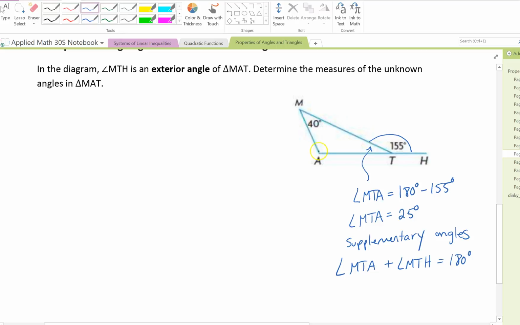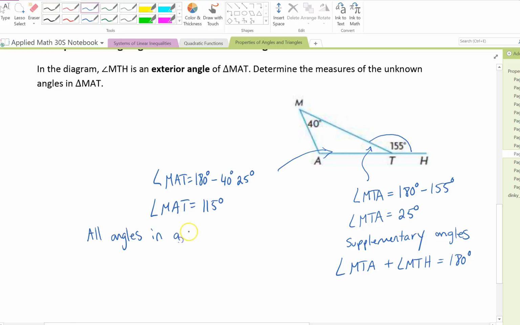Now the only angle we have left here is angle A. And angle A we can figure out because all angles in a triangle add up to 180 degrees. If we know that angle MTA is 25 degrees, we can get that angle MAT is equal to 180 degrees, subtract the other two interior angles, to give us an angle of 115 degrees. And that's right, because all angles in a triangle add up to 180.